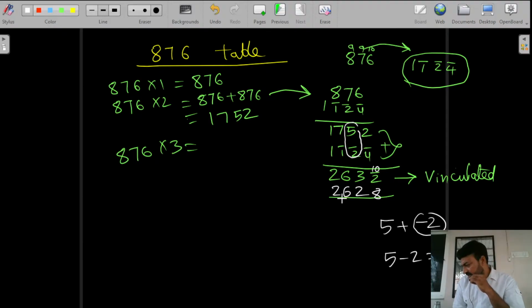2826, 1752. What is 1752, Poonam Das? Okay, 2628. So 2628, instead of adding 876, you are adding 1 bar 1 bar 2 bar 4. That's it. Okay, complete this till 10.